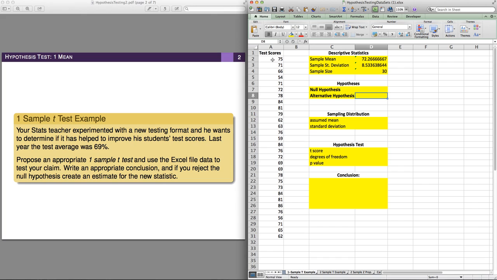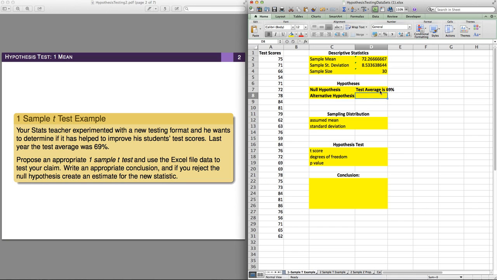Over here, we have all the scores. There are 30 different test scores here, with an average of 72.3 and a sample standard deviation of 8.5. So the null hypothesis that we're working with is that the test average is actually 69%.